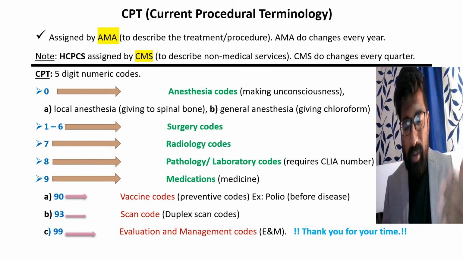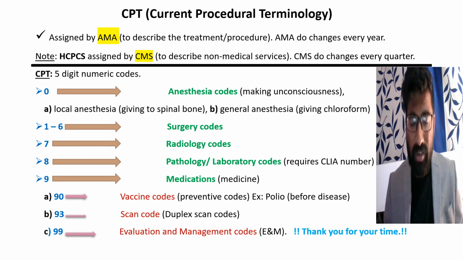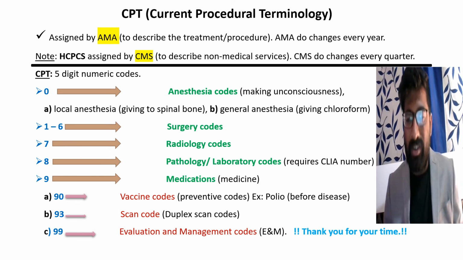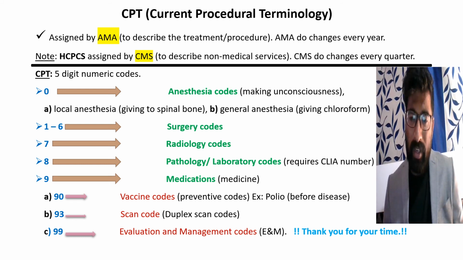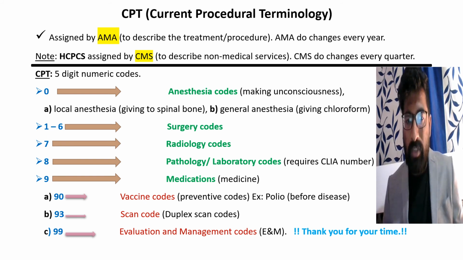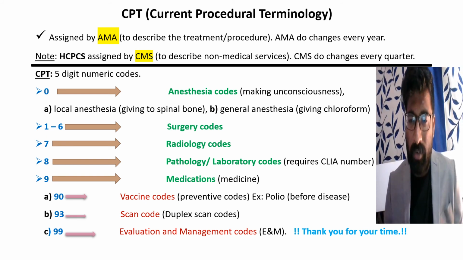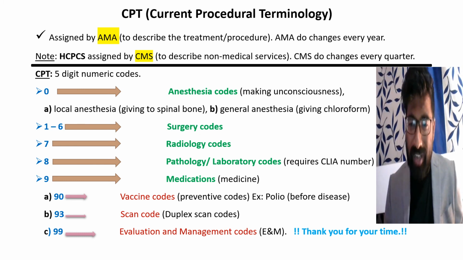With 9, if any CPT code starts with 90, those will be called vaccine codes. If you get any disease and they give medicine, it will be called medicine. But if you are not sick, and before the disease they give medicine, it will be called vaccine codes. Vaccine codes are also known as preventive codes, to prevent the disease. For example, polio: before the disease we get that vaccine. And recently for COVID-19 also we use vaccine codes.